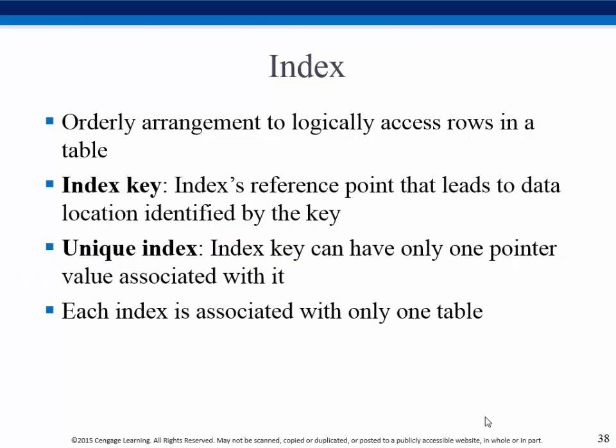Alright. Orderly arrangement to logically access rows in a table is created with an index. Your index key, in effect, is the index's reference point that leads to the data location identified by the key. In a unique index, the index key can have only one pointer value associated with it, and each index is associated with only one table.